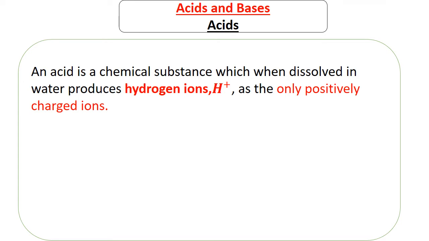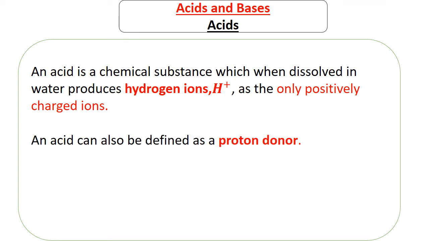Okay? So sometimes they define an acid in a different way. In this way, an acid can also be defined as a proton donor. So an acid at the end of the day can be defined as something that donates a proton. When you dissolve it, it produces the hydrogen ion as the positively charged ion, so it donates a proton. If there's any other substance in whatever reaction, it's going to provide the proton, which is this hydrogen ion. So this is another definition for an acid.